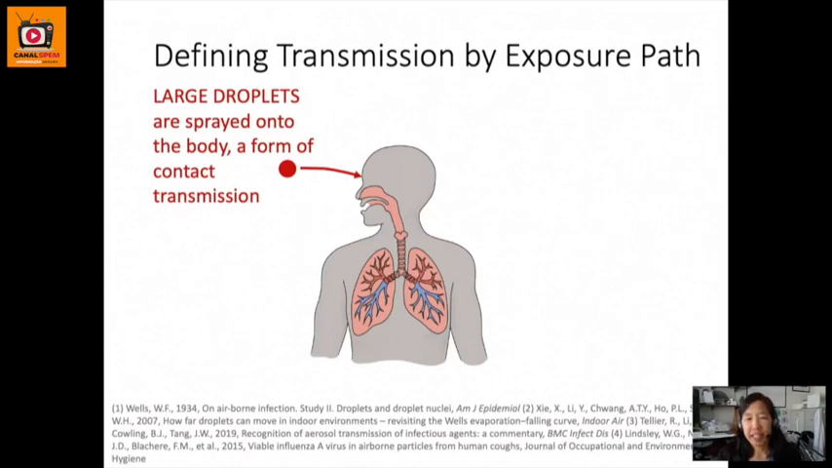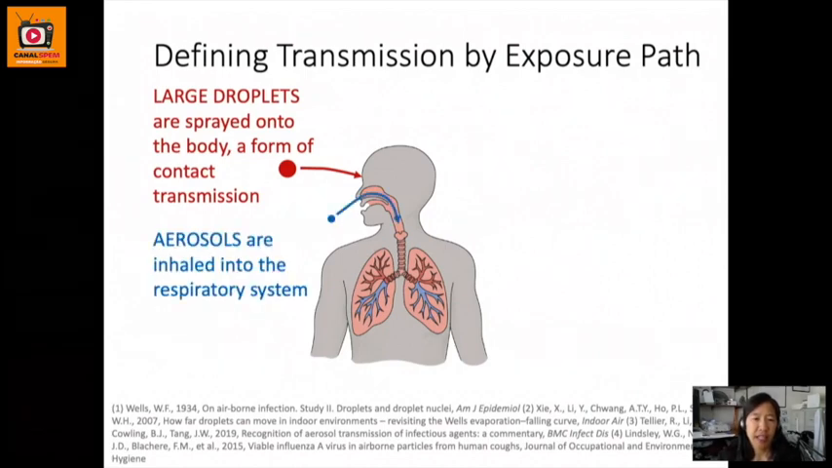Rather than getting wrapped up in the size debate, I'd like to suggest that we define transmission mainly by the exposure pathway, where large droplets are sprayed onto the body, and this is a form of contact transmission. And then the smaller droplets, which we'll call aerosols, are inhaled into the respiratory system.